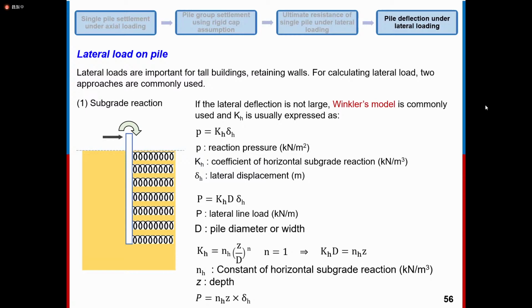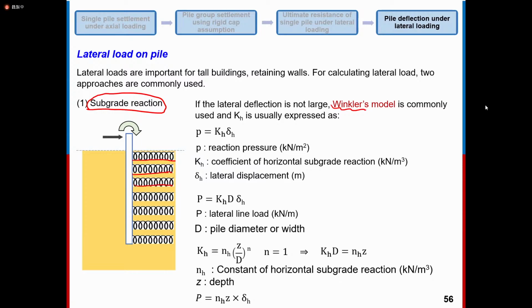For this part, we just use the so-called subgrade reaction method, okay? In this method, we assume the soil is like a spring. This method was proposed by Winkler many years ago. In his assumption, not only is the soil a spring, he also assumed there is no interaction between any two springs. Okay, there is no interaction.